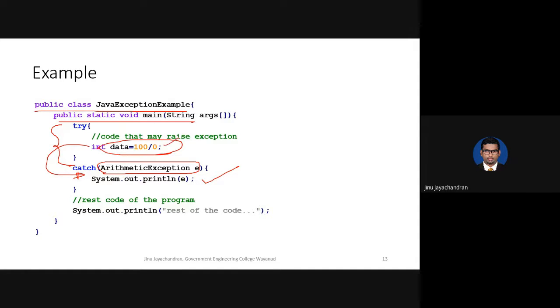100 by 0 is an arithmetic exception. So that will be caught by this catch block, and it will print this, and it will go to the next line. If we haven't done any try or catch, and if this particular code is executed, the Java system will hang. Okay. So when you compile this code itself, you can see the result.